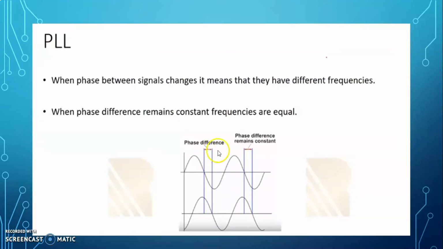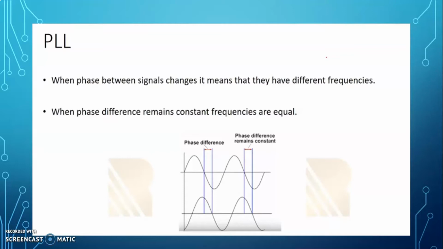This portion gives the phase angle difference of the upper and lower waveforms for the first cycle. Similarly, this portion gives the phase angle difference of the upper and lower waveforms for the second cycle. We can see that the phase angle difference between the upper and lower waveforms remains constant. Hence, the frequencies of the two waveforms are the same. This concept is used in the phase lock loop.